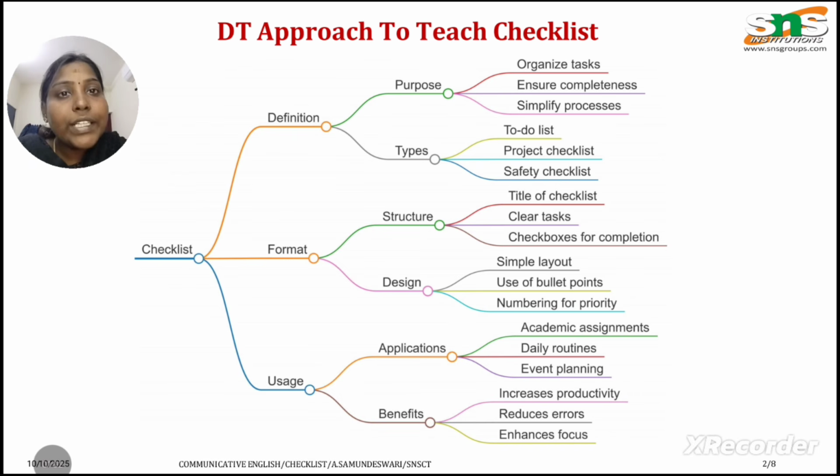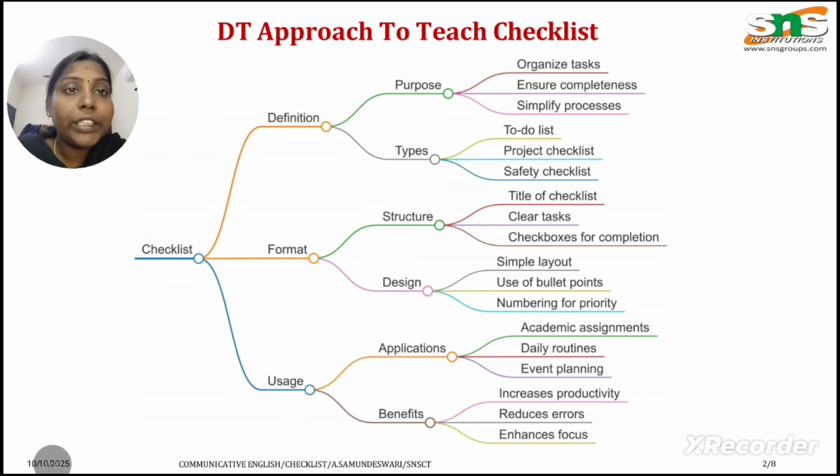A checklist can be defined as a systematic approach which helps an individual to maintain a record of things we have done or not. Where can you use a checklist? It can be used in all sorts of our day-to-day activities. We'll see those things elaborately in the upcoming slides.